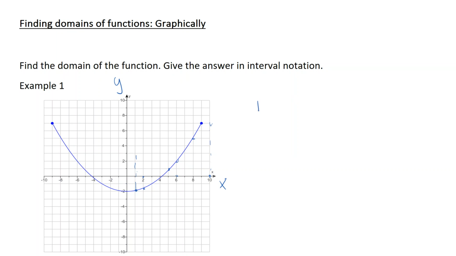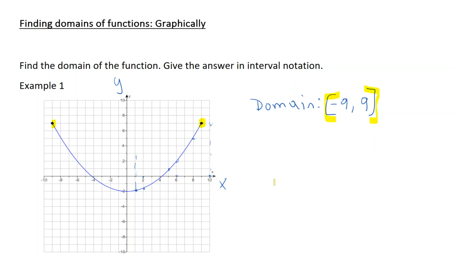So that means that the domain is -9 to 9, and I'm going to put brackets because I have the full circle in there. Okay, so the domain is all valid x's.